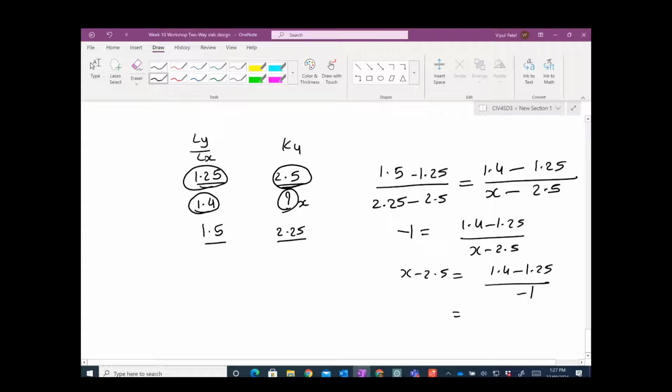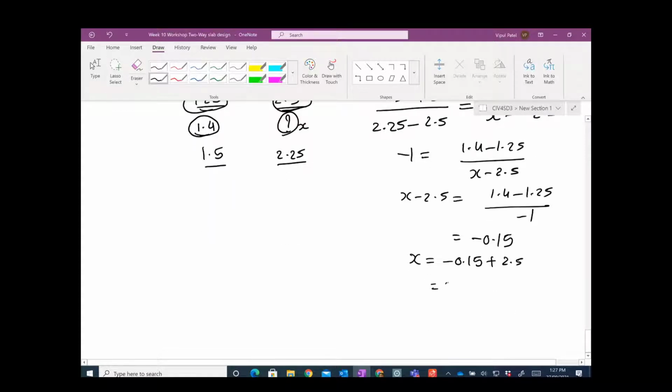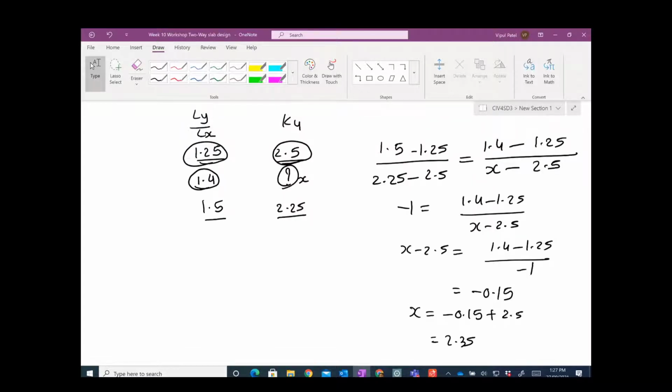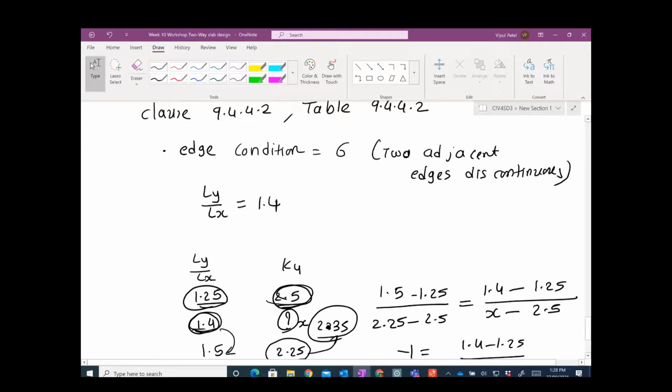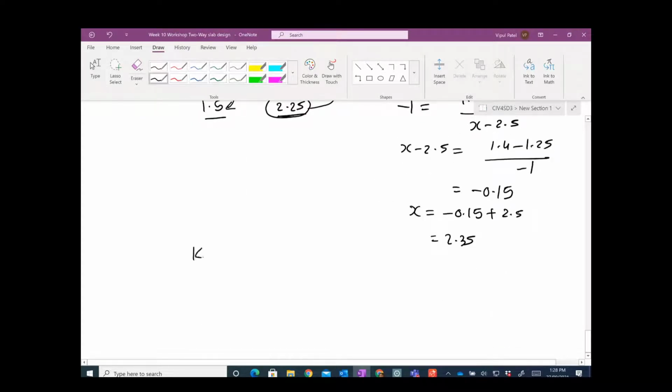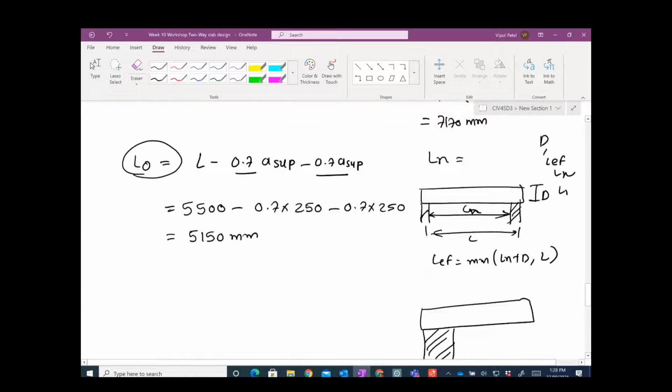So 1.4 take away 1.25 is 0.15, so x equals -0.15 plus 2.5, you get 2.35. Make sure it makes sense, right? 2.35, yes, it makes sense because it's between. As I mentioned, you always have a feeling that it should be a number between this and this. 1.4 is close to 1.5, so this number is close to 2.25. So K4 we can take as equal to 2.35. I hope you don't have any issue with that.